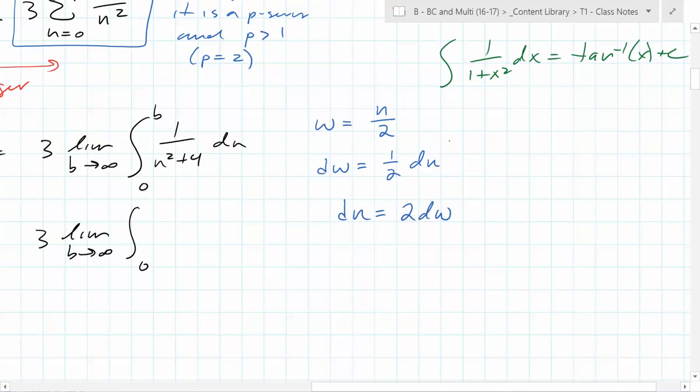Look at this, everybody. What does n equal? 2w. So what does the upper limit become? 0 to what? 2b. That doesn't really change anything because b is going to infinity, and if you're going to 2 times infinity, it doesn't change the character.